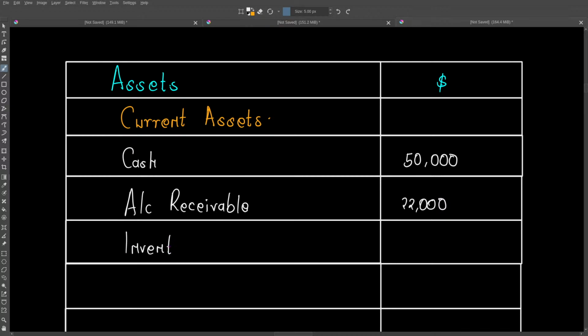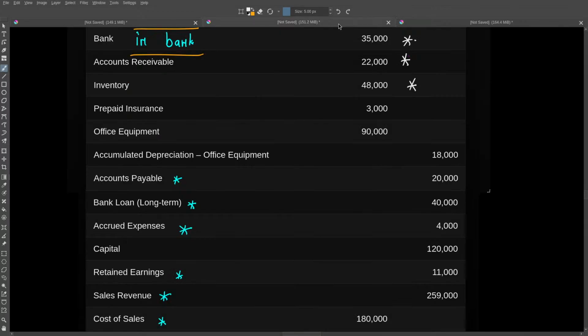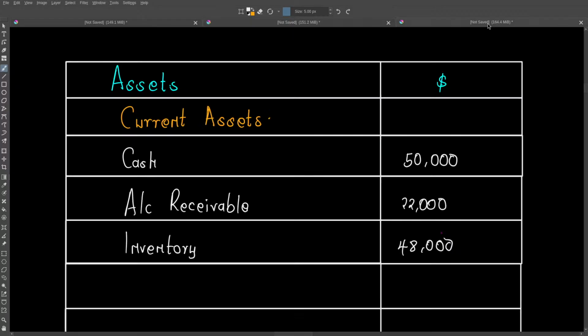Inventory, we have 48,000. Then we have prepaid insurance as well. Prepaid insurance, remember, any prepayments that we have is an asset till we expense it. Prepaid insurance is a current asset. So in here, prepaid insurance we have 3,000.